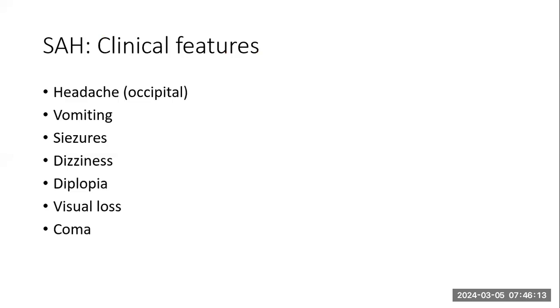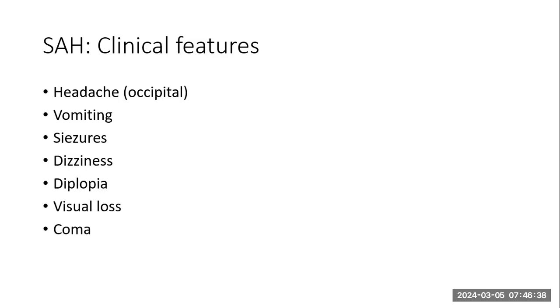So going to the clinical features, most of these patients tend to present with a headache, which is occipital and is referred to as a thunderclap headache. And then a number of other differentials might need to run through our mind, like pituitary apoplexy, cervical artery dissection, subdural hemorrhage, and cerebral artery dissection, as other differentials of the occipital thunderclap headache.